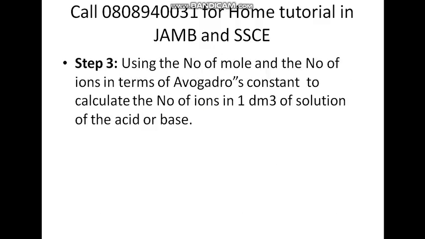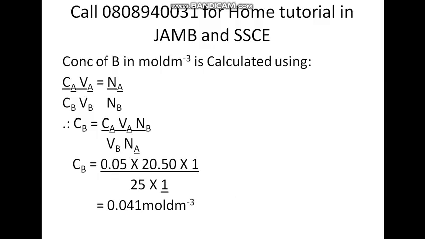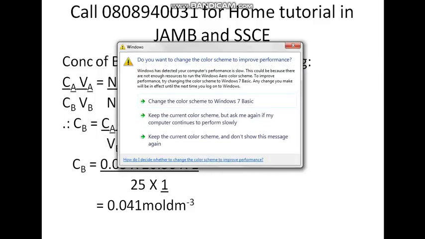On the tutorial board, question 1 is calculation of concentration of B in mole per dm cube. Note that no information is given on B. Therefore, concentration of B in mole per dm cube is calculated using Ca times Va divided by Cb times Vb equal to Na divided by Nb, as shown on the tutorial board.